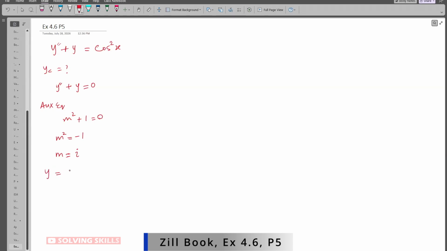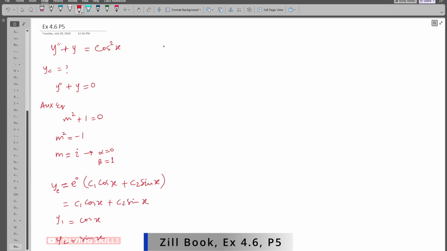and based on that you will say that the solution is e raised to the power alpha x, with alpha equal to 0, times c1 cos x plus c2 sine of x. This is the complementary solution. So we can rewrite this as c1 cos x plus c2 sin x. And from here we can say that y1 equals cos x and y2 equals sin x without the constants.